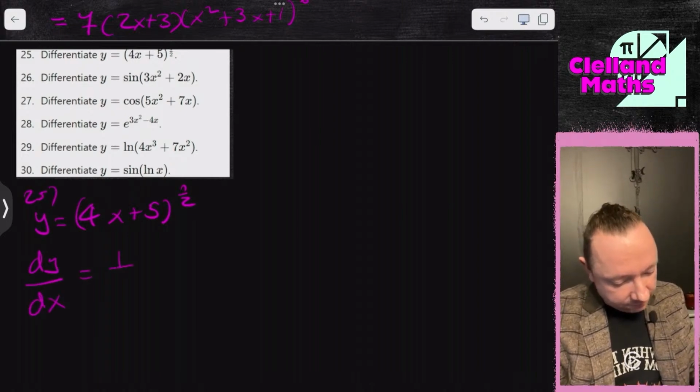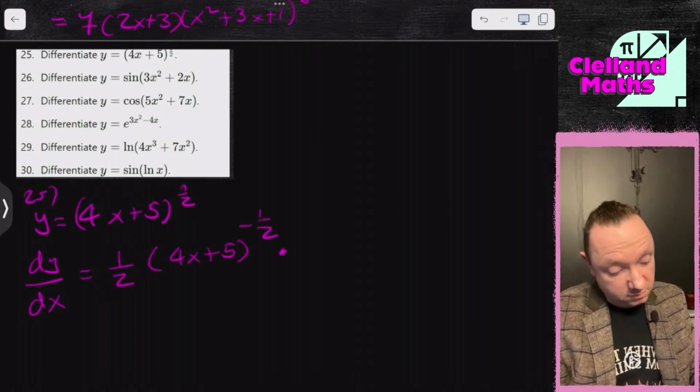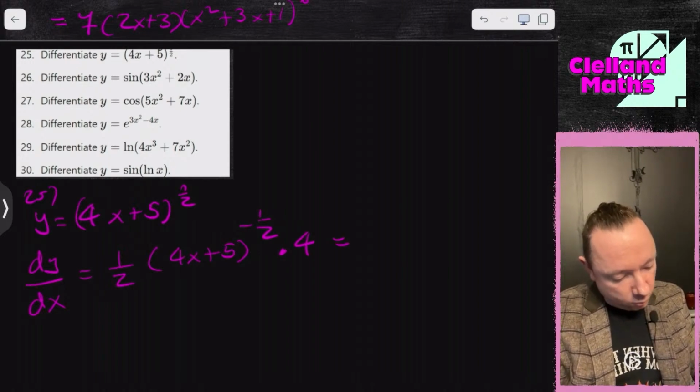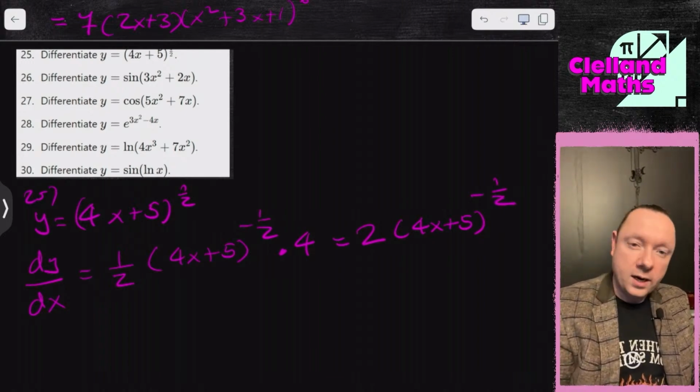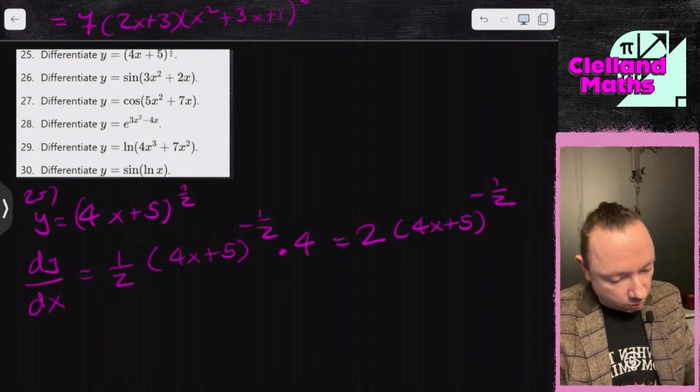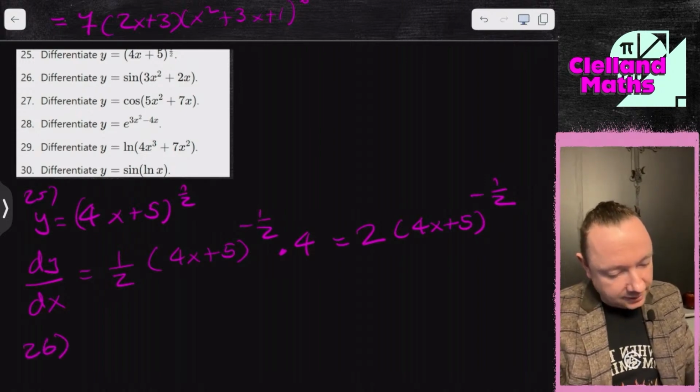So, half 4x plus 5 minus a half, and then we need to times by 4. 4x plus 5 goes to 4. So what does that give me? 4 times a half is 2. 4x plus 5 minus a half. Now we could make that like a positive power by putting it over 4x plus 5 to the half, but let's not bother the day and go to 26.